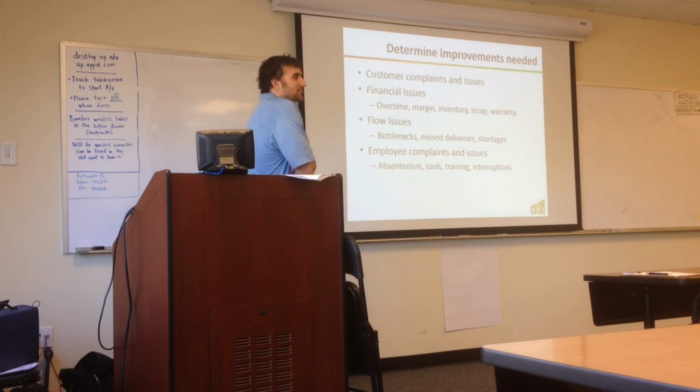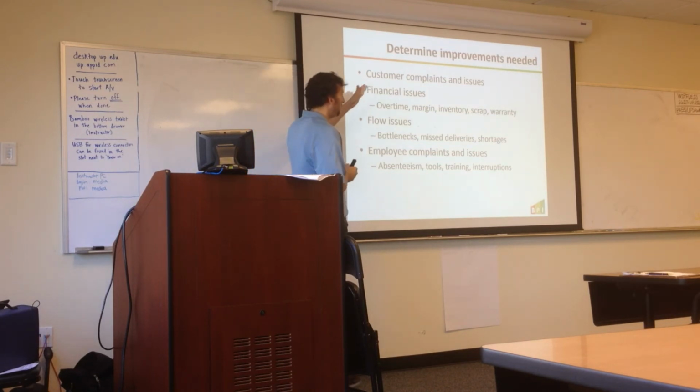So we want to get ahead of that, so let's get our cost down on that now in anticipation of those things coming. Flow issues, bottlenecks, missed deliveries, late shortages, running out of supplies or materials. And then employee complaints and issues. So you have customers and you have employees that have issues: ergonomic issues, people won't show up, high turnover in certain areas, poor tools or lack of training, or constant interruptions and chaos in that area. That might be an area to start looking at too.